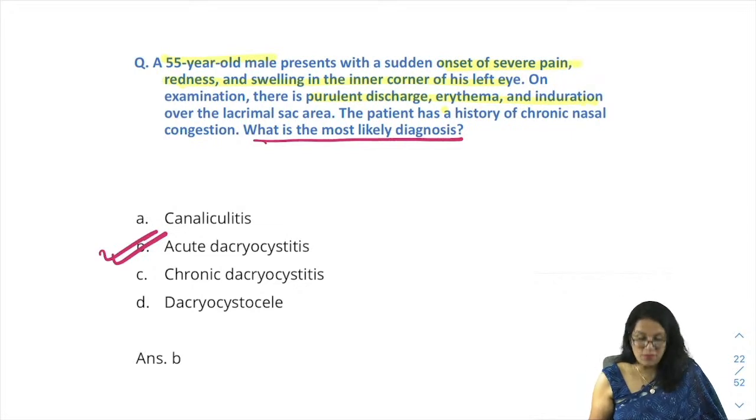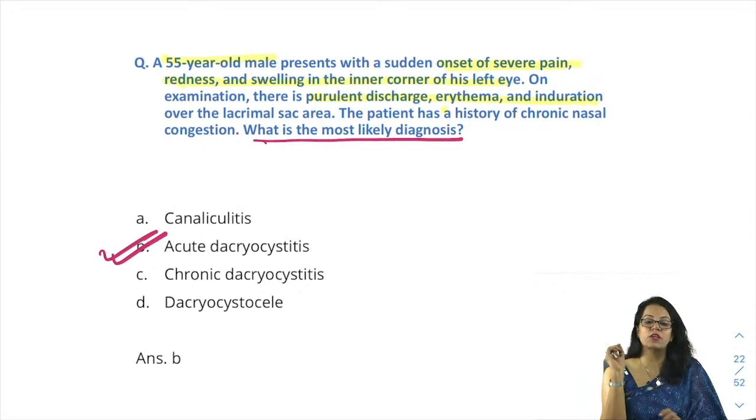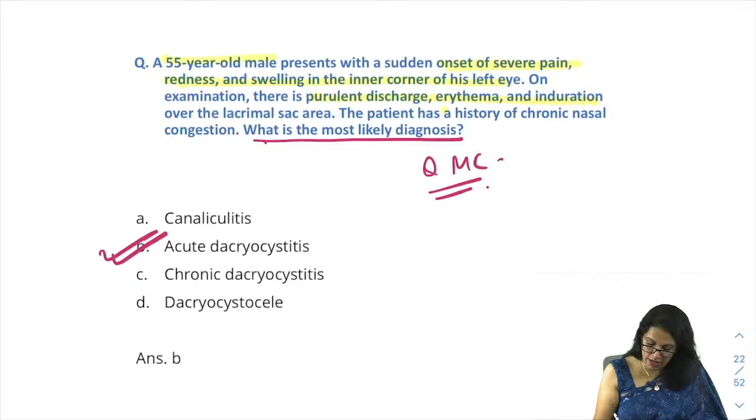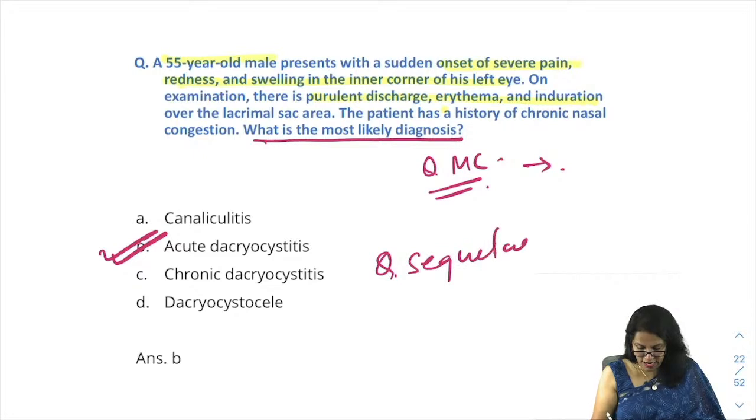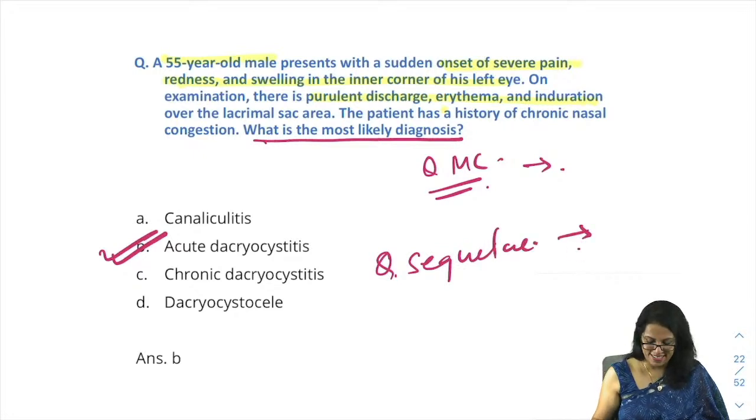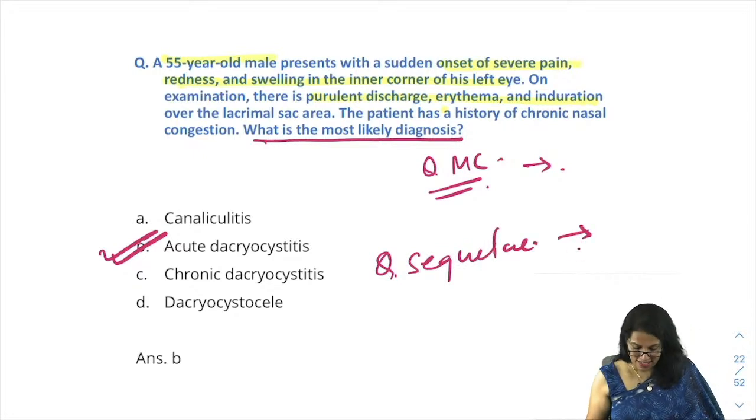Okay. And now answer this: what is the most common cause of acute dacryocystitis? What will you answer? Most common cause of acute dacryocystitis. I want to know the name of the organism. And also, what is the sequelae of acute dacryocystitis? Answer me this. I'm waiting. Come on.